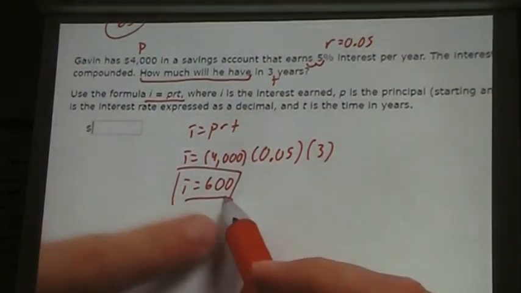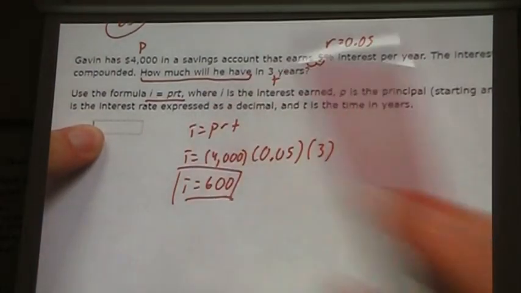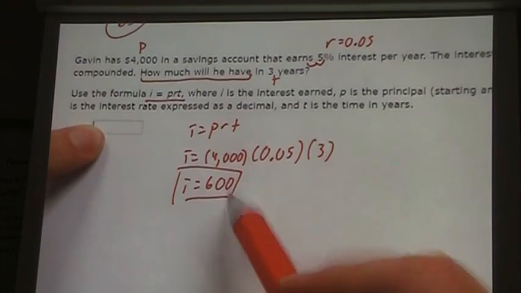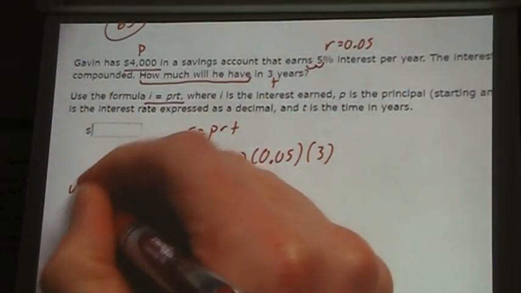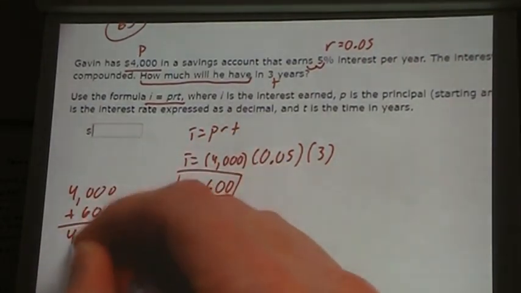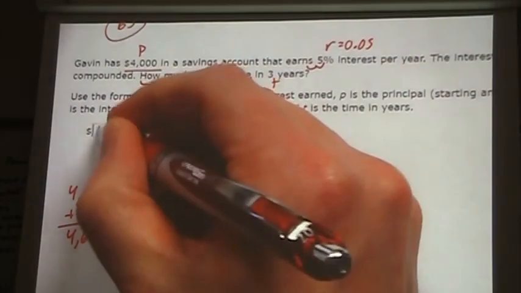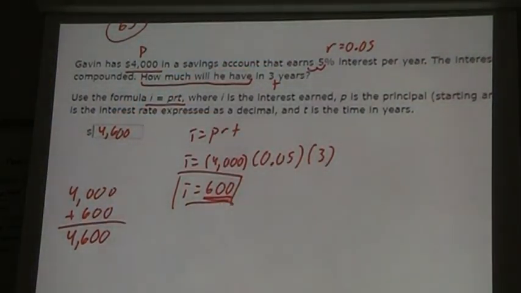Is that our answer? We want to find out how much Gavin has at the end of 3 years. He gains 600, but he still has his initial amount. So 4,000 plus the interest gained, $4,600. There you go. All right.